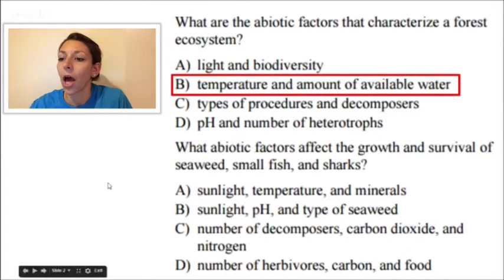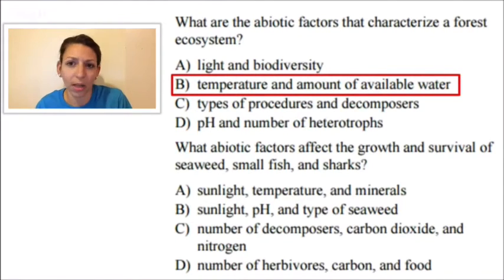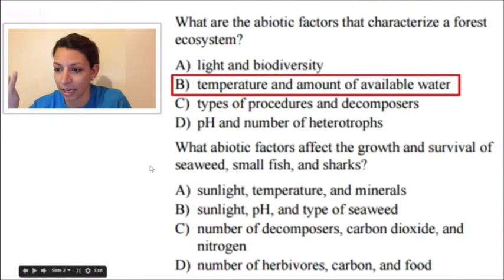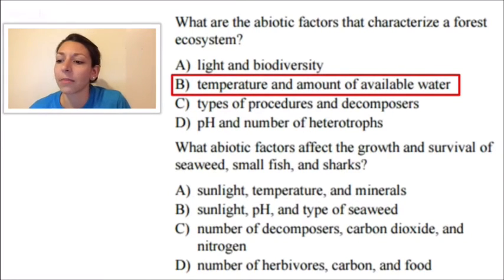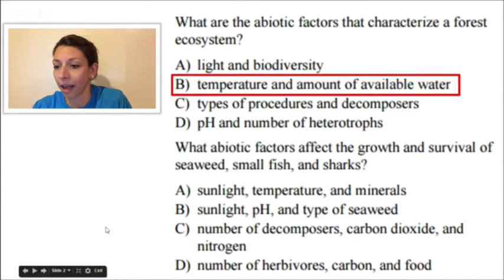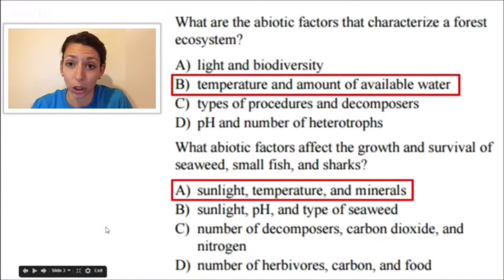There we go. What abiotic factors affect the growth and survival of seaweed, small fish, and sharks? Again, even if we don't know anything about seaweed, small fish, and sharks, we can think of abiotic factors and see if any of the answers match up. So, looking at the first one, sunlight, temperature, and minerals, those are all abiotic factors, so that might be a good answer. Sunlight, pH, and type of seaweed, close, but seaweed again is living. C and D both have living things in them, so our best answer is A.